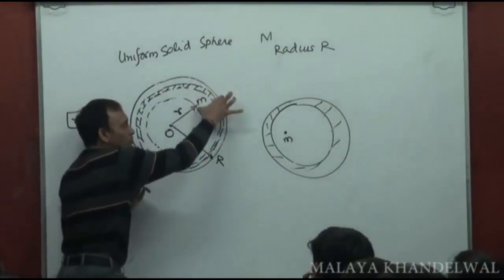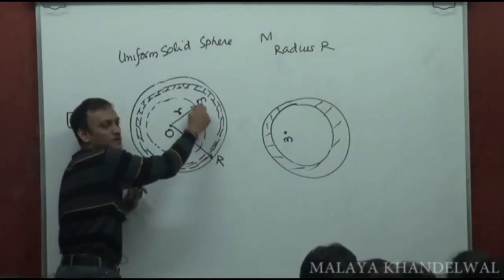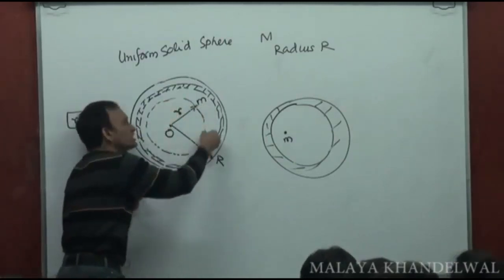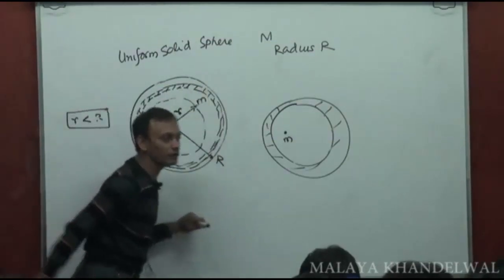So, this force is zero. Force because of this is zero. So, the net force that this small m experiences is because of this solid sphere of radius small r. Are you there with me?